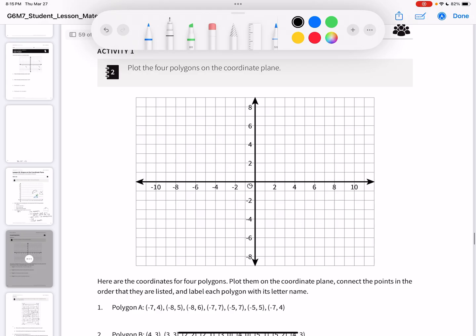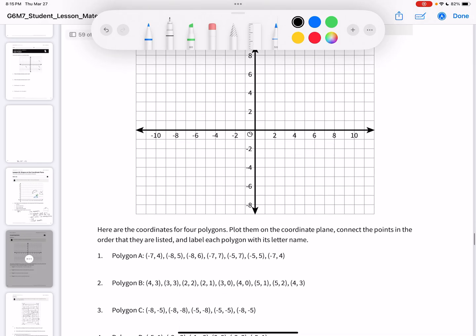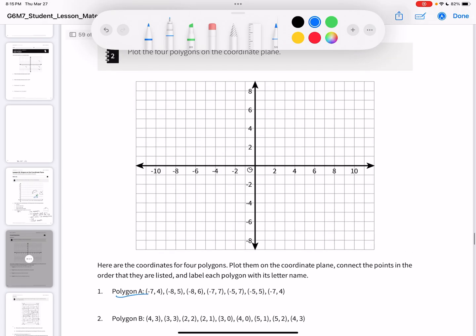Plot the 4 polygons on the coordinate plane. All right, here are the coordinates for the 4 polygons. Plot them on the coordinate plane, connect the points in the order that they are listed, and label each polygon with a letter name. All right, so A is going to be blue. So we have -7. So here's -7, up 4. 1, 2, 3, 4, right there. -8, 5 is going to be there.